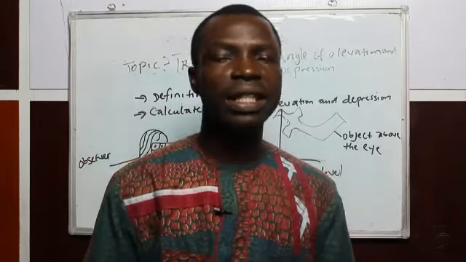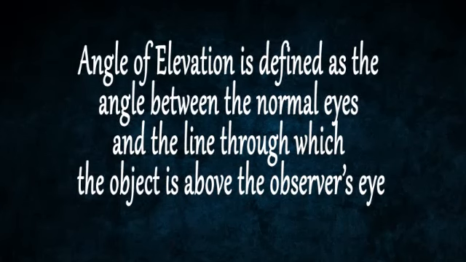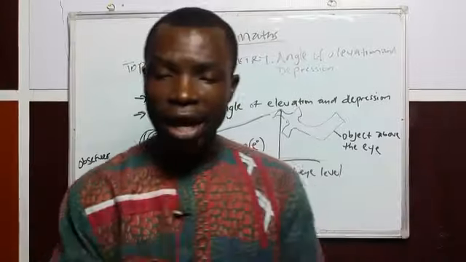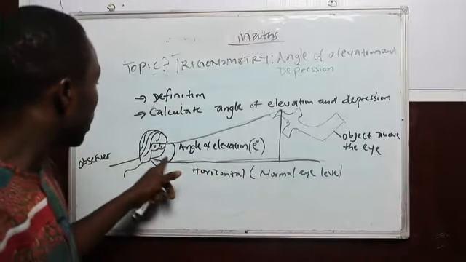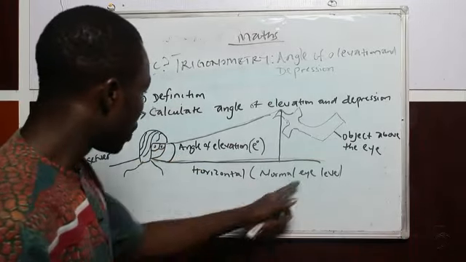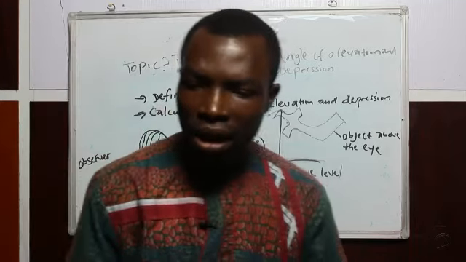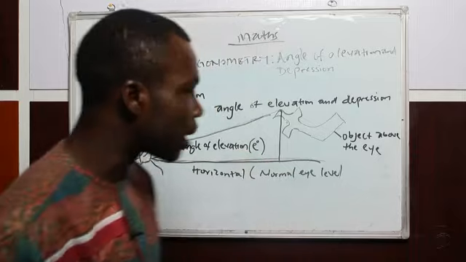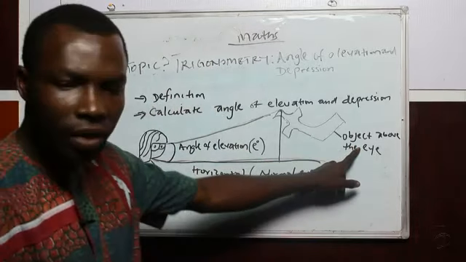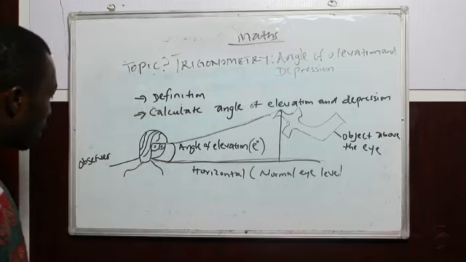Angle of elevation is defined as the angle between the normal height and the line through which the object is above the observer height. This is the angle between the normal height level, and this is the angle, and the line through which the object is above the eyes. Now this is the observer. From here we see the diagram.